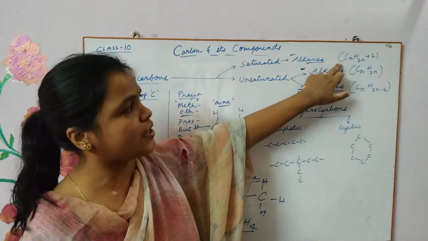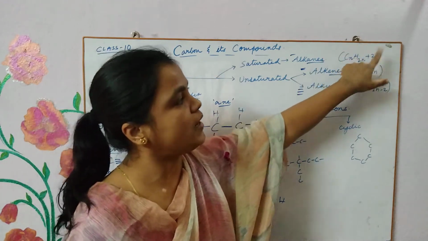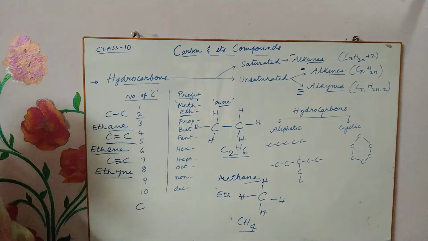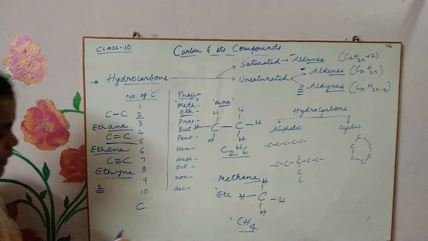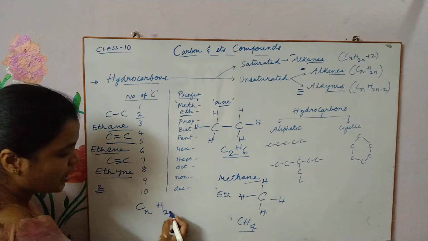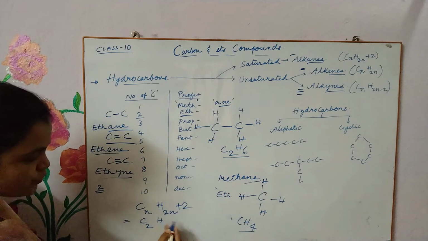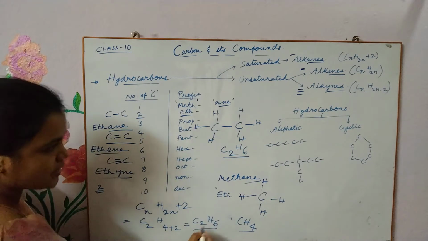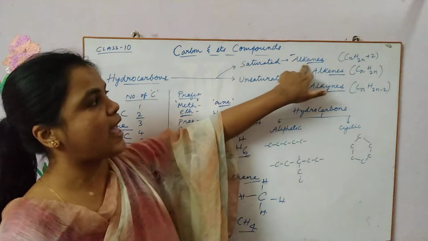See here children, the general formula for alkanes is CnH2n+2. That means, let us see, Cn means number of carbon atoms. If number of carbon atoms is 2, for example, CnH2n+2, C is 2. H will be 2 into 2, that is 4 plus 2, that is 6. C2H6. That's what we got here. Right? So that is the general formula for alkanes.